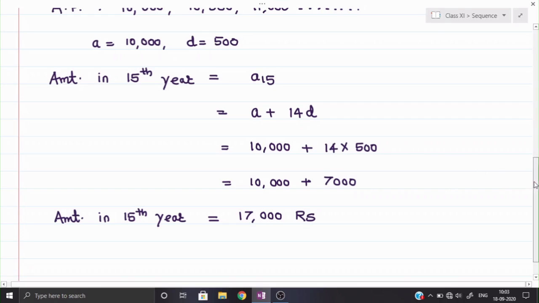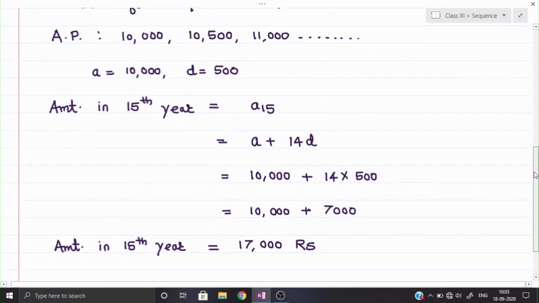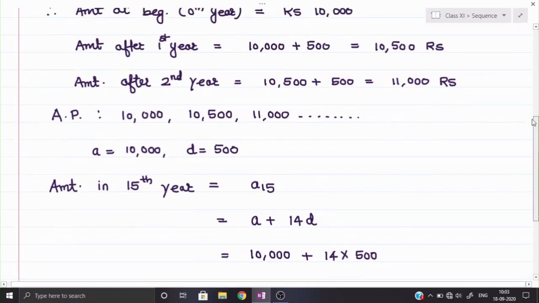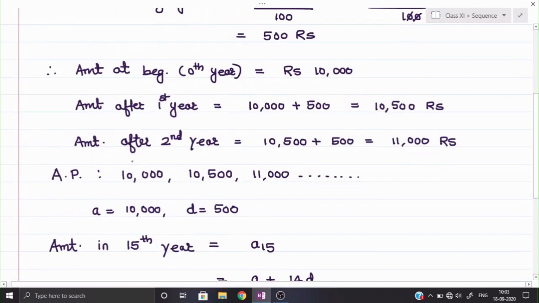Okay, why? Because we are starting from the 0th year. So you can say that this is the amount in the 0th year, first one, this is the 0th year, right? This will be the first year, this will be the second year. Okay, so in the same manner if you go, the value of n you need to keep in the routine manner, n will be equal to 15.